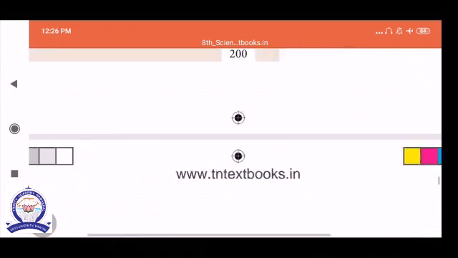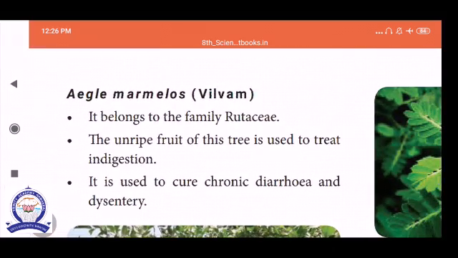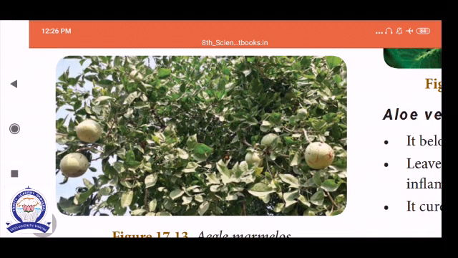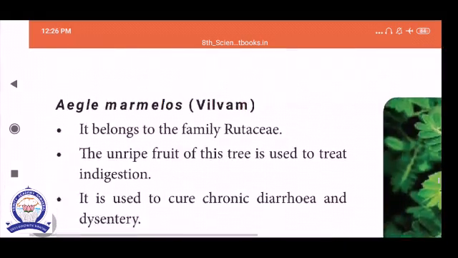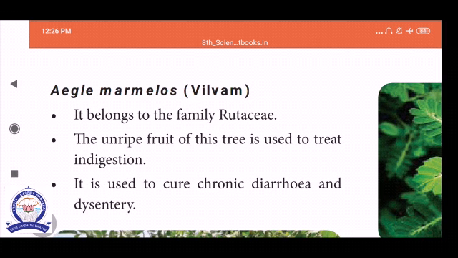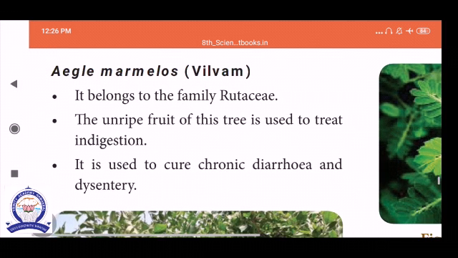Then the second medicinal plant, Aegle marmelos, Tamil name Vilvam. See the picture, this is the Vilvam. The Vilvam tree is found in all Lord Shiva temples. It belongs to the family Rutaceae. The undried fruit of this tree is used to treat indigestion.